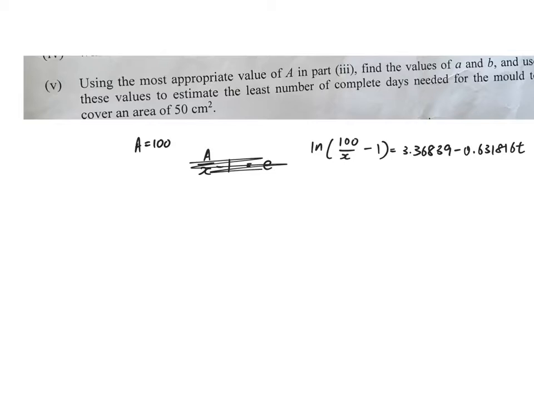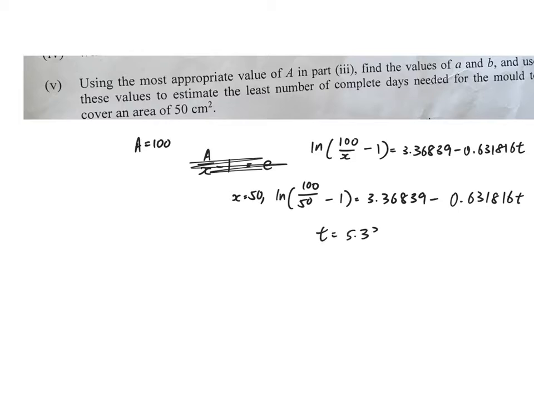Here, estimate the least number of complete days needed for the mold to cover an area of 50 cm square. So basically here x equals 50. When x equals 50, we have ln of 100 over 50 minus 1, which will equate to 3.36839 minus 0.631816t. I'm sure you are able to solve for the number of complete days needed. So t equals 5.3313, after solving to 4 decimal places, and you can see that at least t must be 6. So you need 6 complete days.